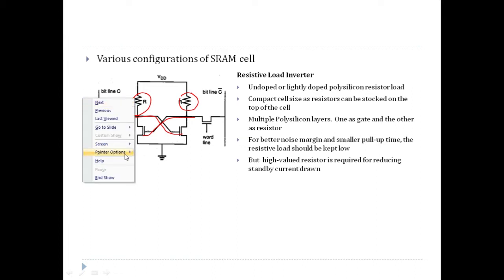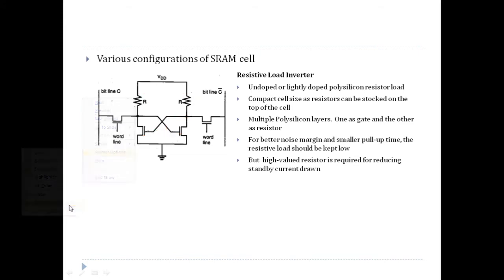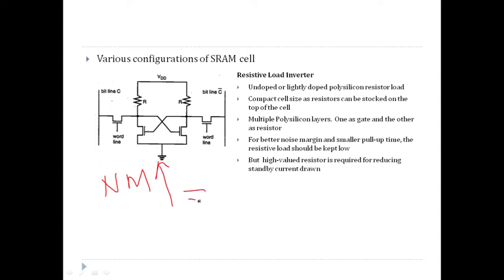Now, there are certain criteria which are used for the assessment of this type of SRAM cells. The first criterion is, let's say, noise margin. Noise margin is one of the criteria. We always want a better noise margin. If you want better noise margin, that means your VOH should be closer to VDD and your VOL should be closer to 0 or ground.